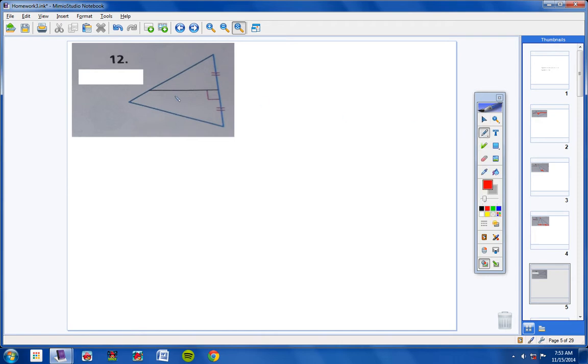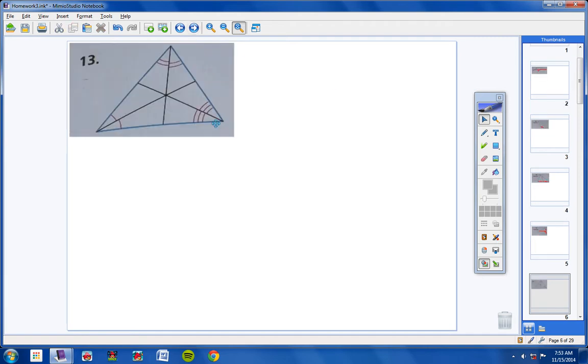Notice that we have a line drawn inside a triangle so that it hits the midpoint. We know that because this side here is congruent to this side here and it forms a right angle. We call that a perpendicular bisector. The segment is perpendicular and it bisects. So, perpendicular bisector. Okay, number 13.